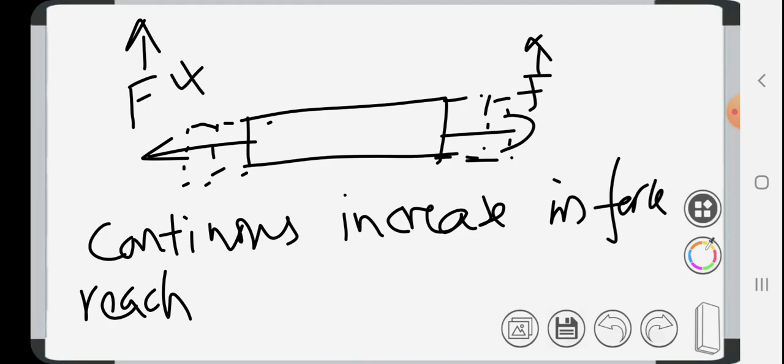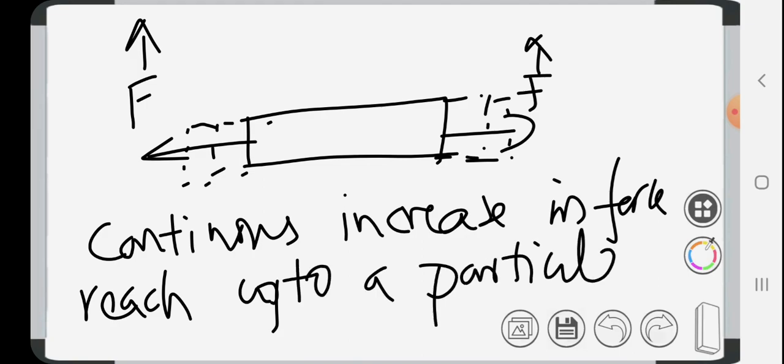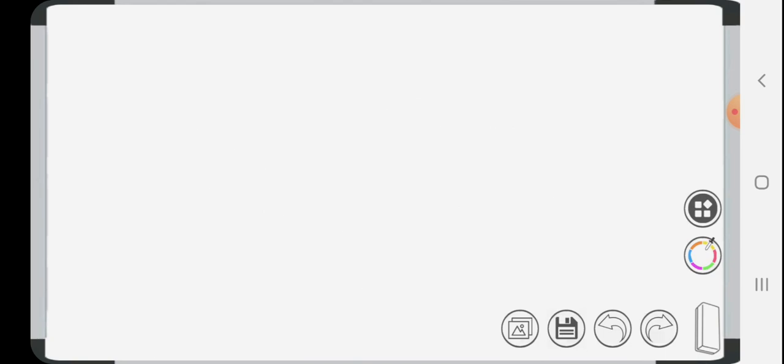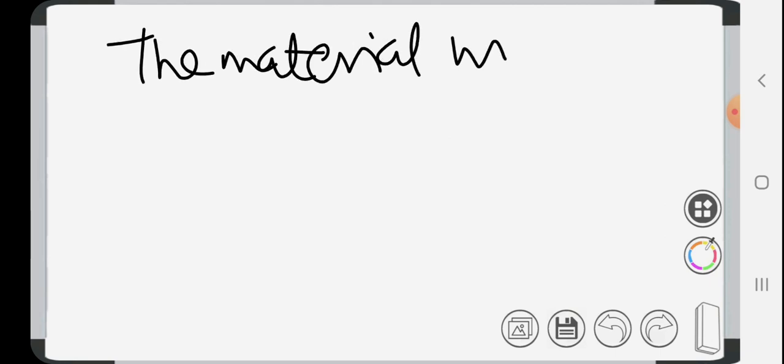Initially, if the force is removed, it may regain its original size or shape. Up to a particular limit, or a particular value of force, the material will be elastic.